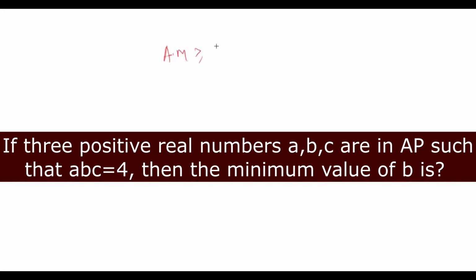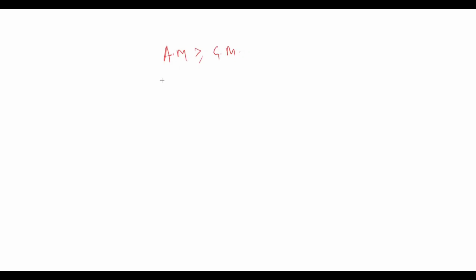Always greater than or equal to GM. So there are three terms which are in AP, right? So you can write that (A plus B plus C) by 3 would be greater than or equal to (ABC) to the power 1 by 3. So AM is greater than or equal to GM.